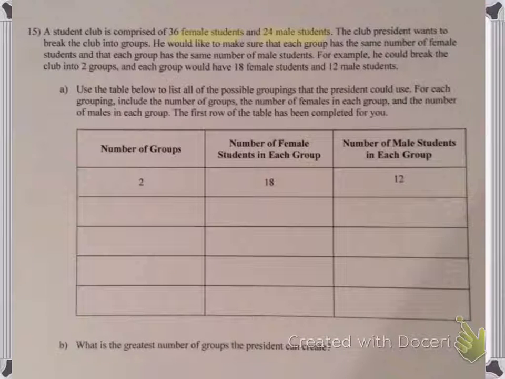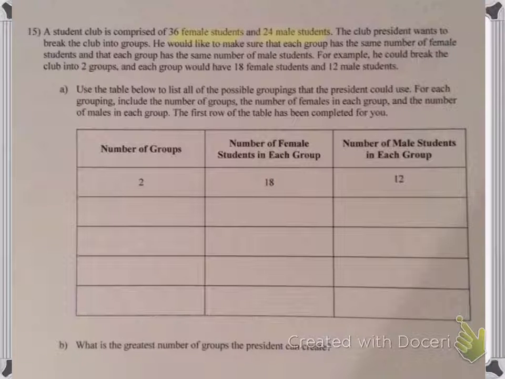For example, he could break the club into 2 groups, and each group would have 18 female students and 12 male students. Use the table below to list all of the possible groupings that the president could use. For each grouping, include the number of groups, the number of females in each group, and the number of males in each group. The first row has been completed for you.